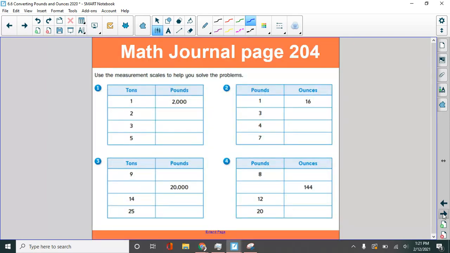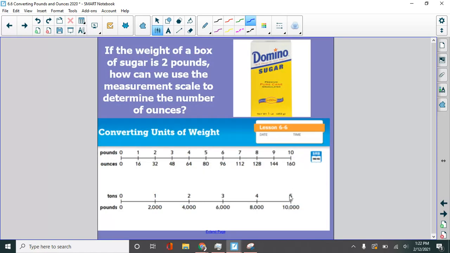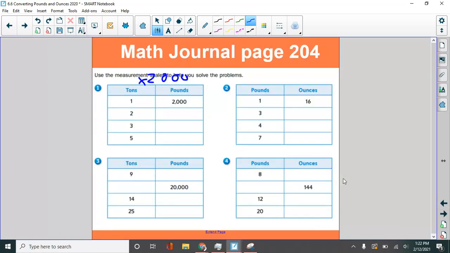All right, now I want to get into Math Journal page 204. On Math Journal page 204, on the left side, we're going to be changing tons to pounds. Now, some of these are on the chart, right? 5 tons. Remember, we're changing by doing times 2,000. We can look at the chart. 5 tons. There it is. 10,000. So I'm going to put 10,000 here.